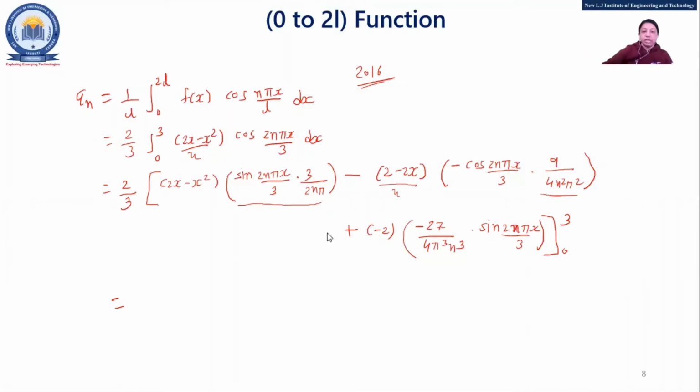I'll write it. See, this is your u and this is your v. Now, this is 3 upon 2 n pi. When you see it in a book, it will be written as 3 upon 2 n pi into sine 2n pi x upon 3. Now, this will be the constant.